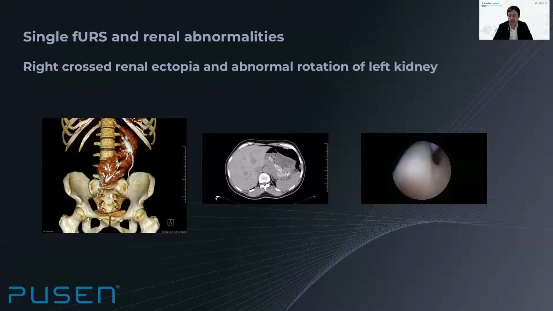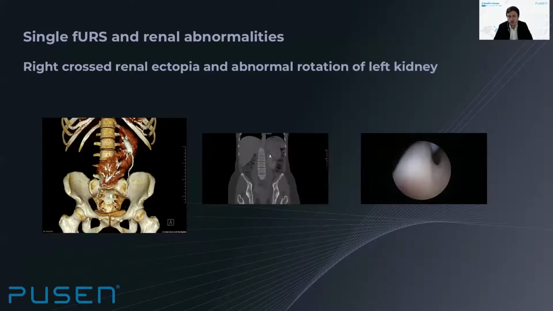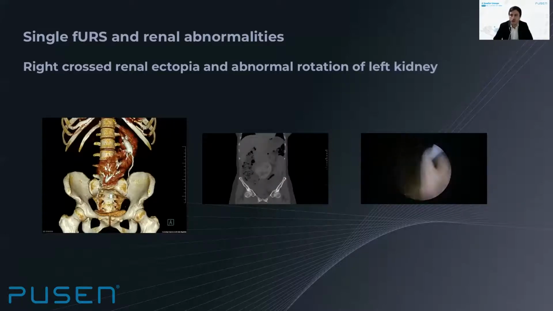Finally, we will see an example of surgery in a congenital abnormality. In the CT scan, we can see a right crossed renal ectopia and abnormal rotation of the left kidney. An upper calyx stone was found in the left kidney with an unfavorable anatomy for a percutaneous procedure. And due to the narrow lumen of the urethra that you will see, this is the urethral meatus, the patient had a really narrow urethral lumen.